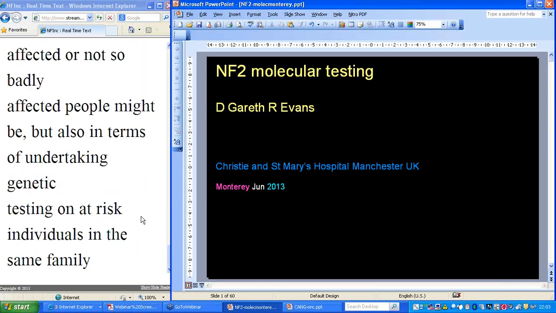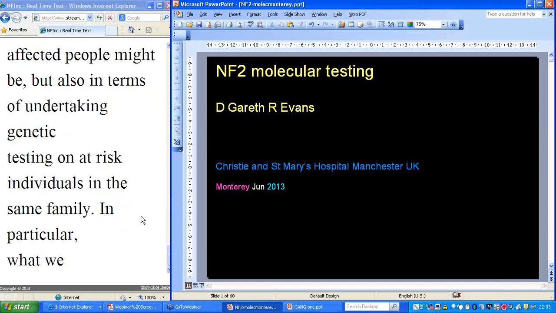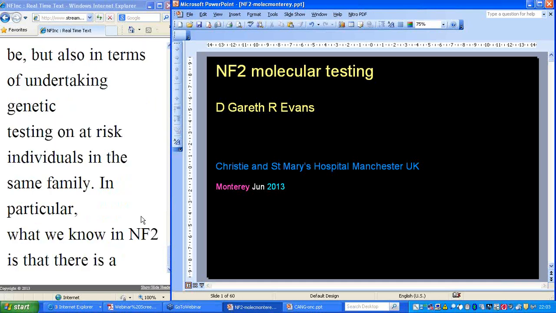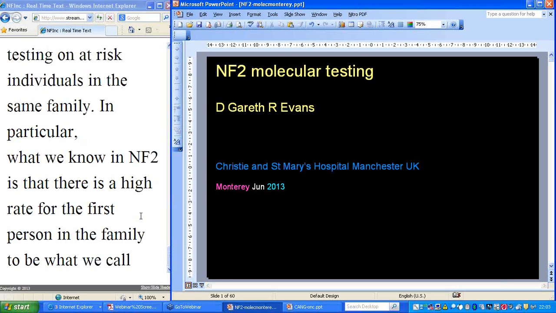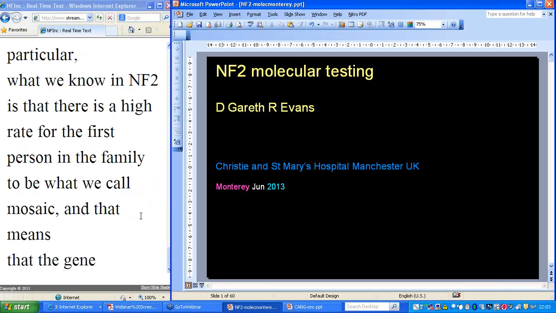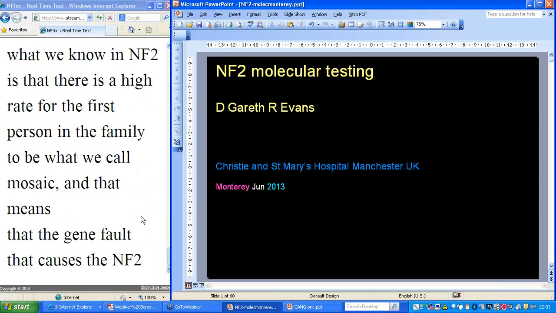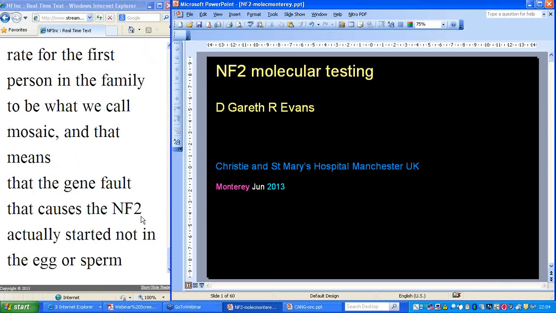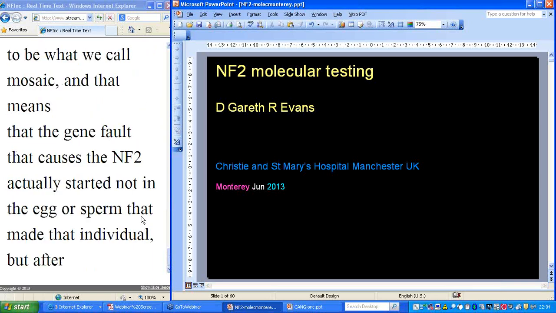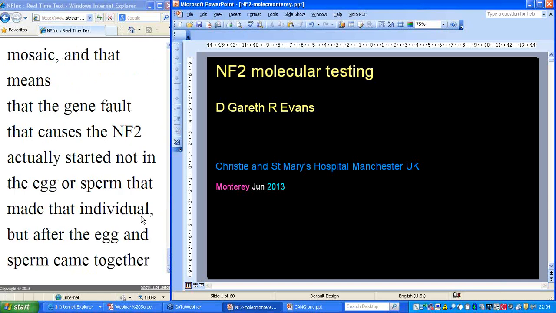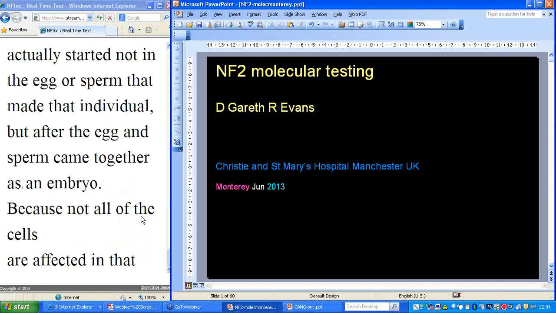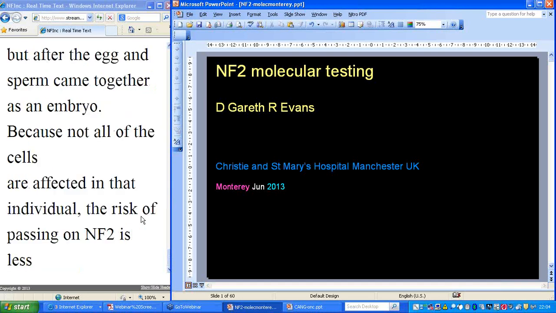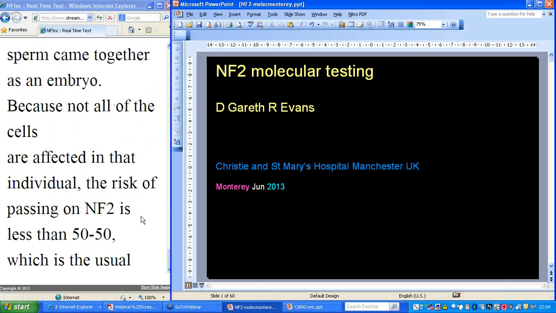And in particular, what we know in NF2 is that there is a high rate for the first person in the family to be what we call mosaic, and that means that the gene fault that causes the NF2 actually started not in the egg or sperm that made that individual, but after the egg and sperm came together as an embryo. And because not all of these cells are affected in that individual, the risk of passing on NF2 is less than 50-50, which is the usual risk.